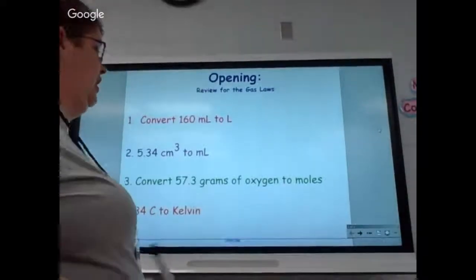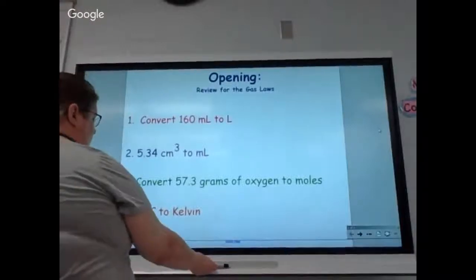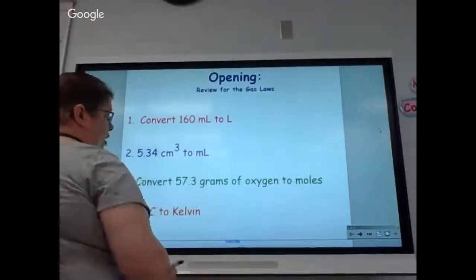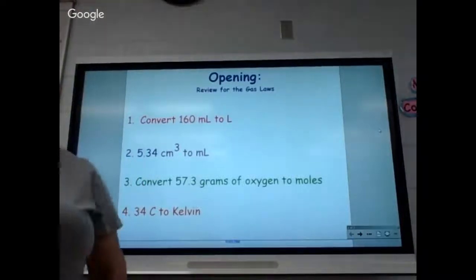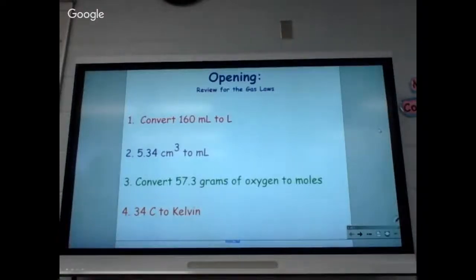All right, how do we change milliliters to liters? Draw a chart. Now, this is one of the things about the gas laws. You have to be able to do these conversions. They are spread throughout every gas law problem that we're going to learn how to work. If you can't make these conversions, you're going to crash and burn quickly, okay?